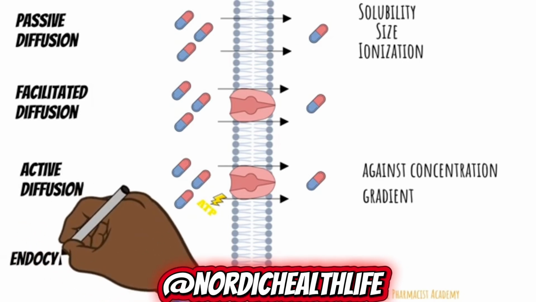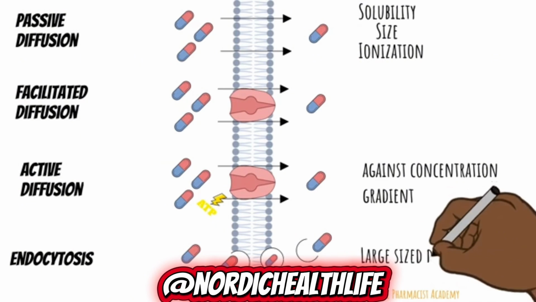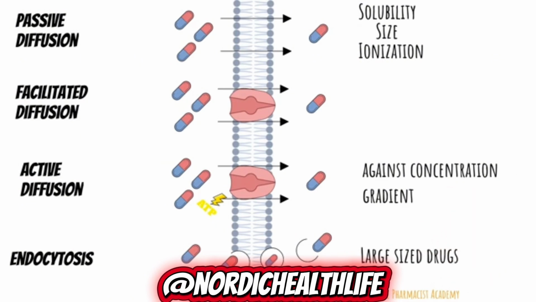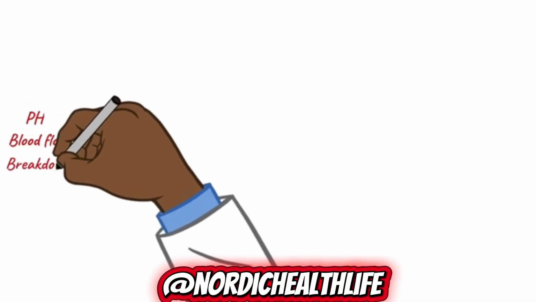Finally, in endocytosis, the drug will be transported by engulfment of the cell membrane and released on the other side. This is more common for large drugs since they can't passively diffuse or fit in the carrier proteins. Unfortunately, during the process of absorption, some drugs do get lost and the amount reduces by the time it reaches the bloodstream. This can be due to the pH, blood flow to that area, and enzymatic breakdown while it's making its way to the blood.